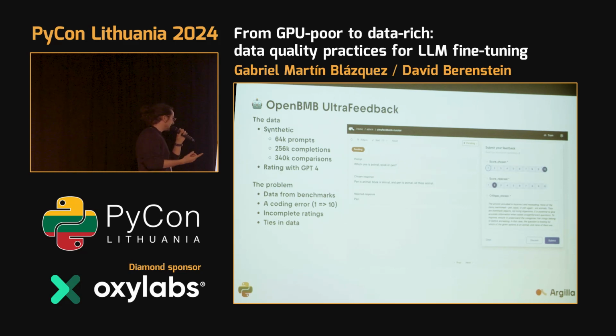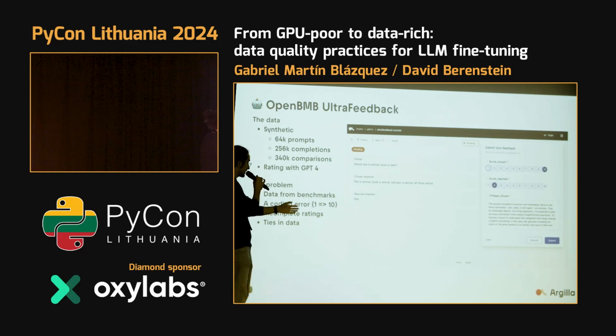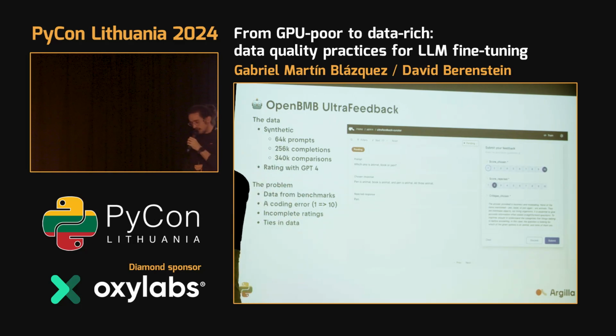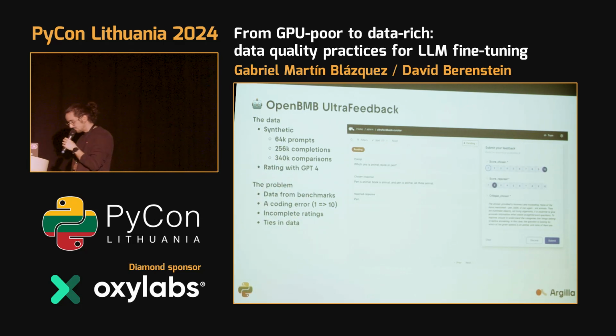And then it has a coding error, which was the biggest flaw of this dataset. As you can see in the image, there were prompts where the chosen response was very bad, but if you look on the right, it had a score of 10. So this response was supposedly very good, but it wasn't. And this was because there was a bug in the pipeline.